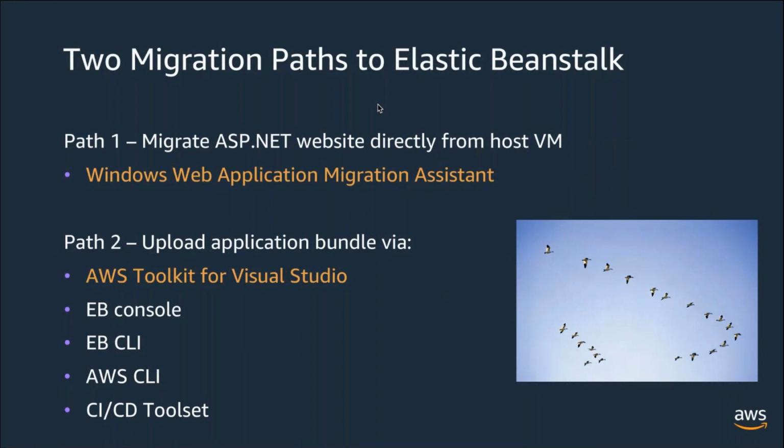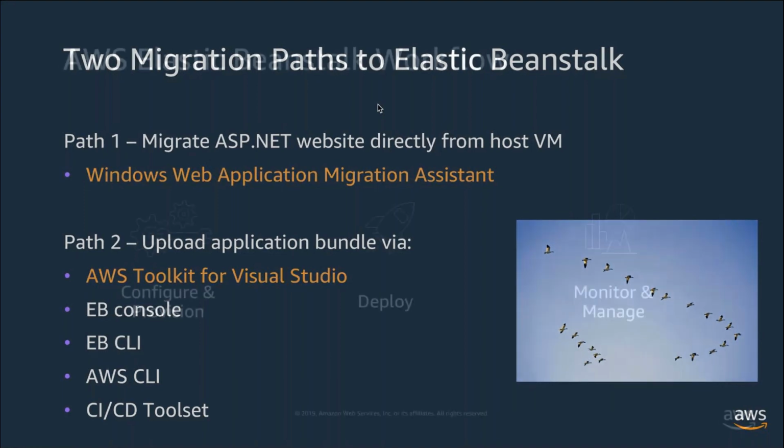Now, there are different ways to upload your application bundle into Elastic Beanstalk and run it. For today, we're going to show you how to do that using the AWS Toolkit for Visual Studio. But there are also other avenues for uploading your application bundle and running it in an Elastic Beanstalk environment. These other options include using the Elastic Beanstalk console, the Elastic Beanstalk CLI, the AWS CLI, or a CI/CD toolset.